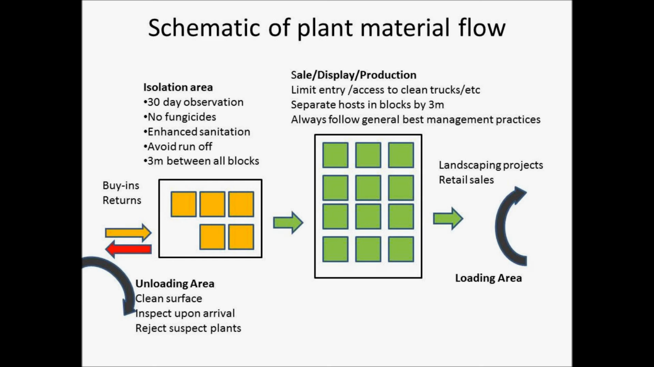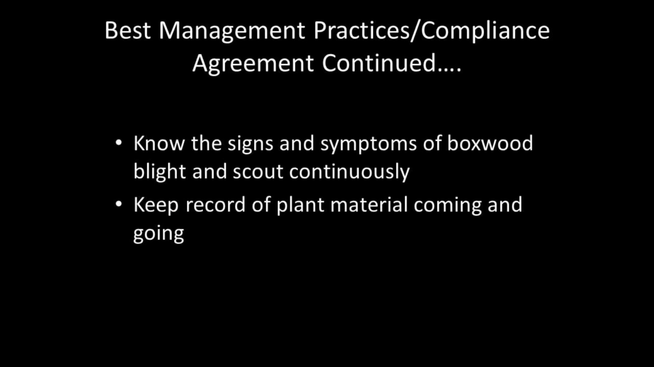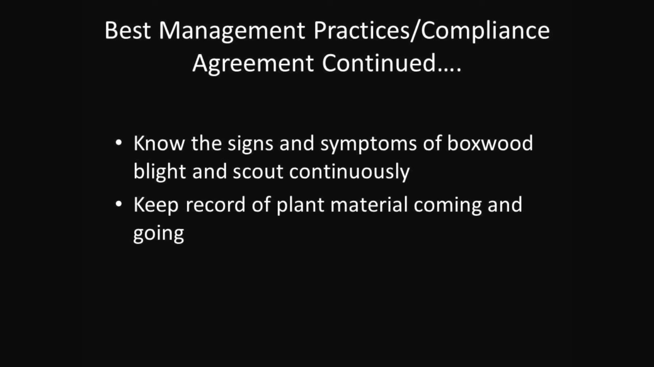Now, to the far right, it's important to consider the potential of landscape vehicles, or if it's a retail operation, even the general public bringing in plant materials that have been in the landscape or tracking potential disease into your nursery. So you should have a loading area where all the plant material can be loaded onto trucks or into cars, rather than allowing customers to drive where the host plant material is being grown and propagated inside your nursery operation. Know the signs and symptoms of boxwood blight and scout for it continuously throughout the growing season. Also, keep detailed records of plant material, where it has come from and where it is going.